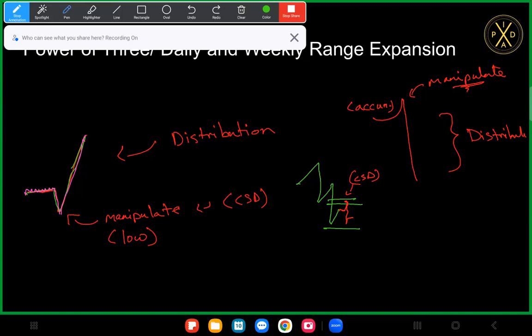And then this is how you could potentially apply it into a trading plan, right? So that's that accumulation, manipulation, distribution. And then this is how it applies to a daily or a weekly range expansion, right? So this daily candle that we talked about could also be a weekly candle, and that logic is still going to be the same, right?